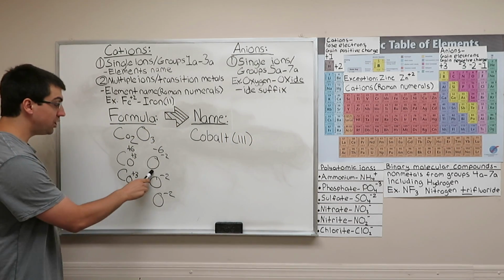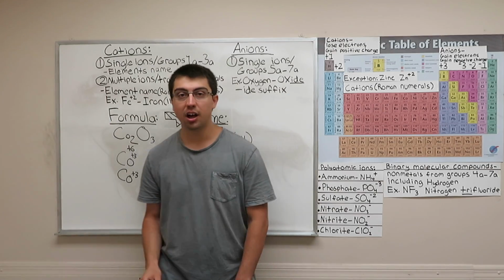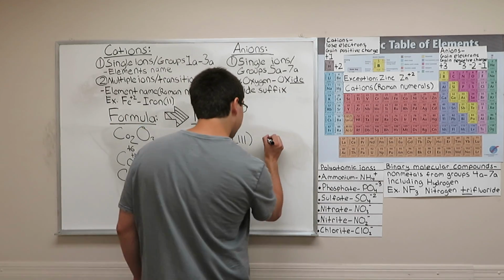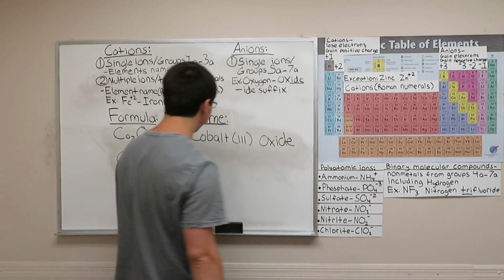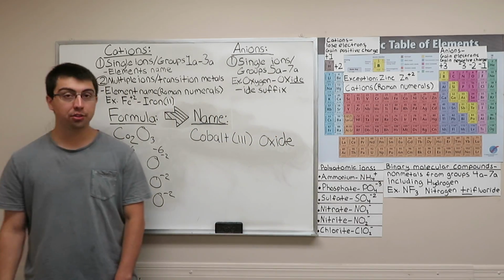And then we have oxygen, and since we're naming a compound, we're going to call it oxide. And the name is cobalt-3 oxide.